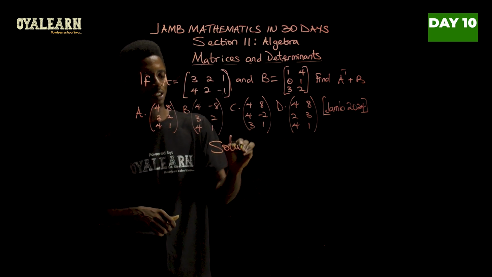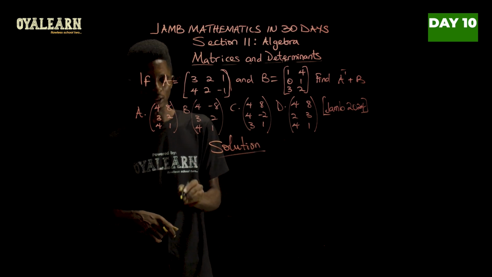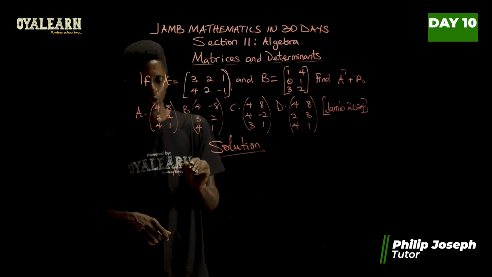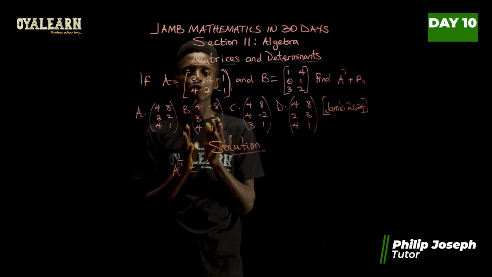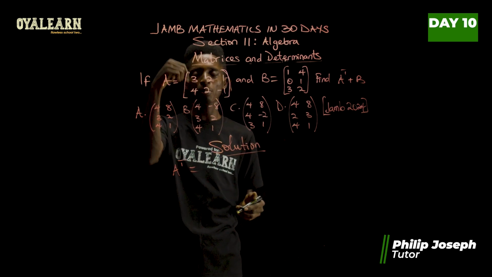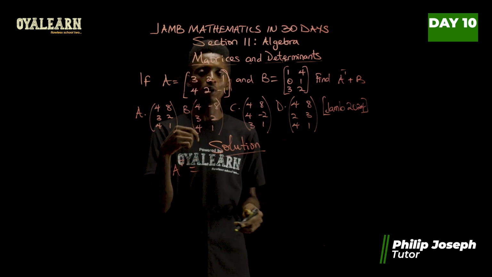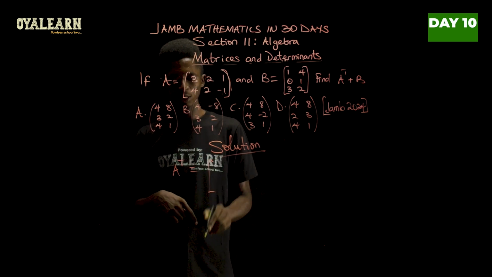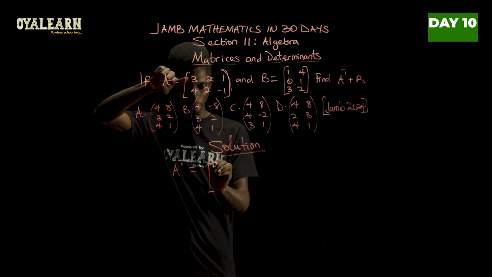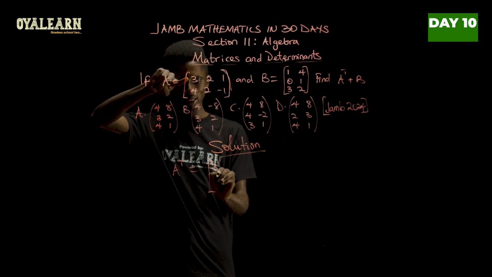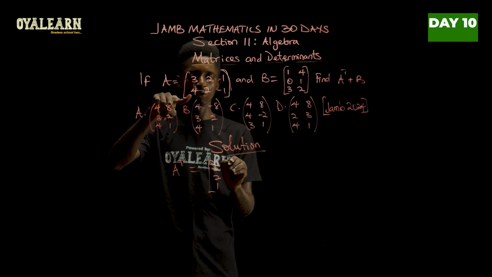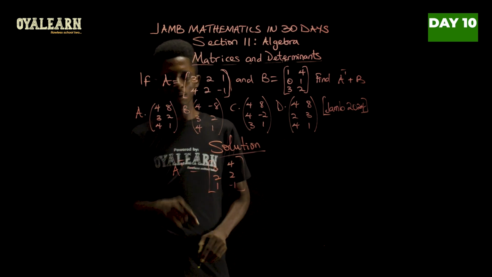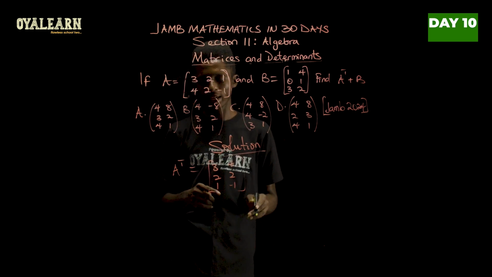So this is how we find the transpose of a matrix. So A transpose will be given by, now the rows and columns are going to switch places. That is, row 1 becomes column 1, row 2 becomes column 2. So transpose of A would then be, now row 1 will be column 1 as 3, 2, and 1. And then row 2 will become column 2, which will be 4, 2, and minus 1. Now we've gotten the transpose of A.